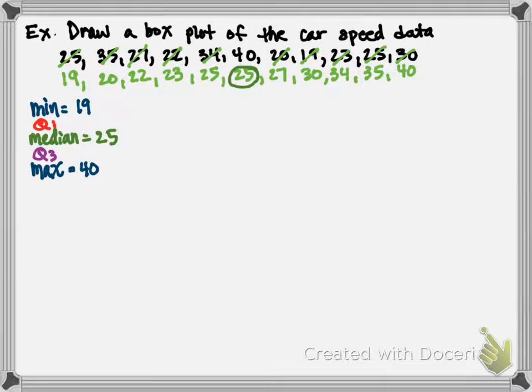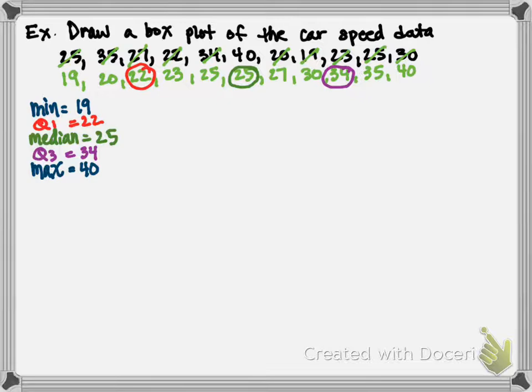Quartile 1 is the median of the first half. There's 5 numbers, so 22 is going to be the quartile 1. And in the second half, again, we have 5 numbers, so 34 would be that value.